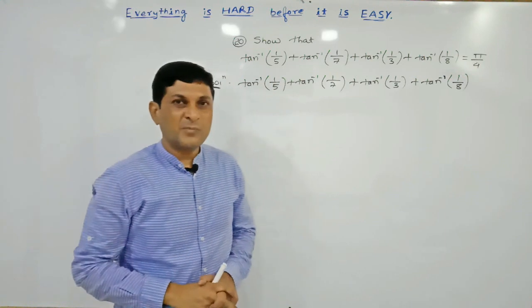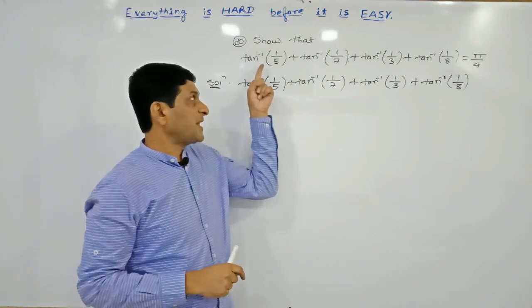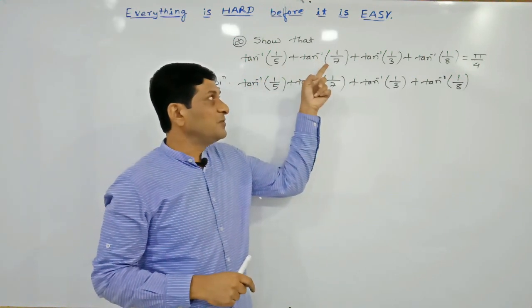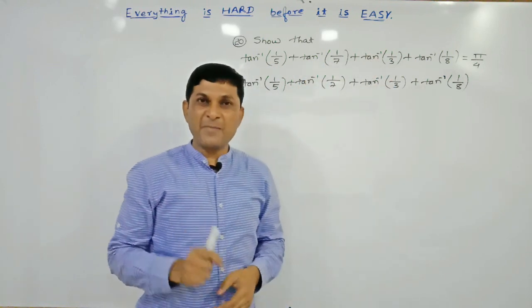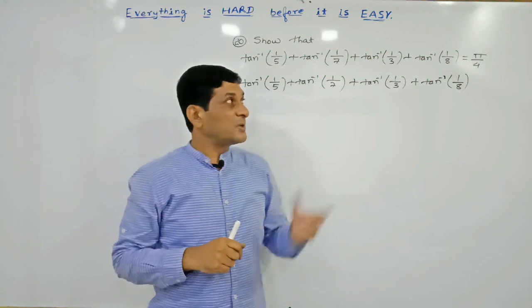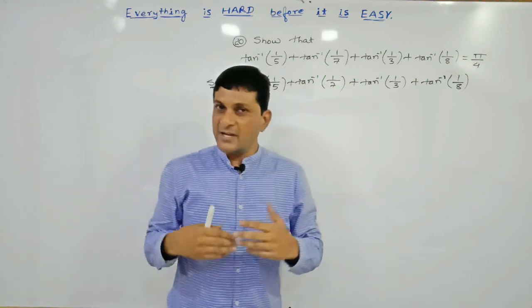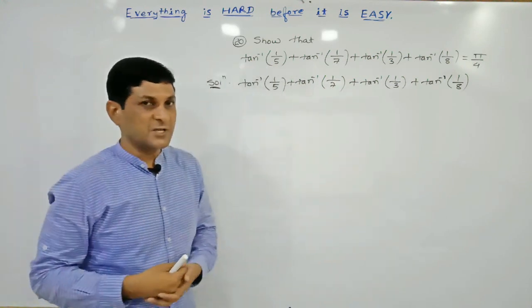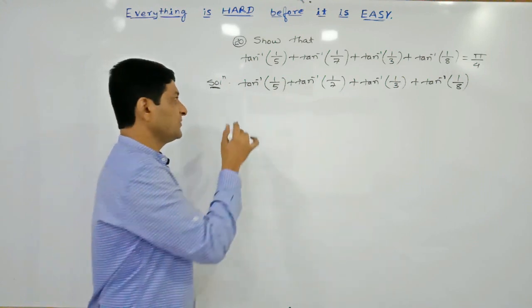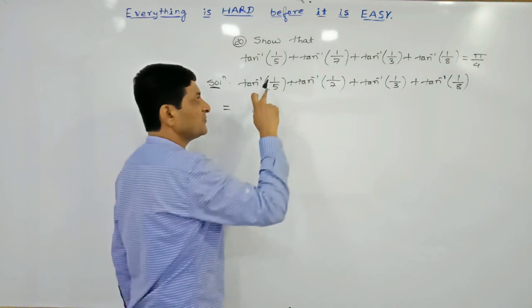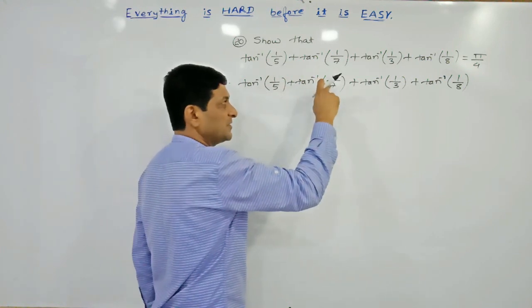See, in example number 20, we have to show that the value of tan inverse of 1 by 5 plus tan inverse of 1 by 7 plus tan inverse of 1 by 3 plus tan inverse of 1 by 8 is equal to what? Pi by 4. So let us consider the left hand side, and using the properties of inverse trigonometric functions, let us try to show that its value is equal to pi by 4. If you observe the first two terms, it is in the form of tan inverse of x plus tan inverse of y.